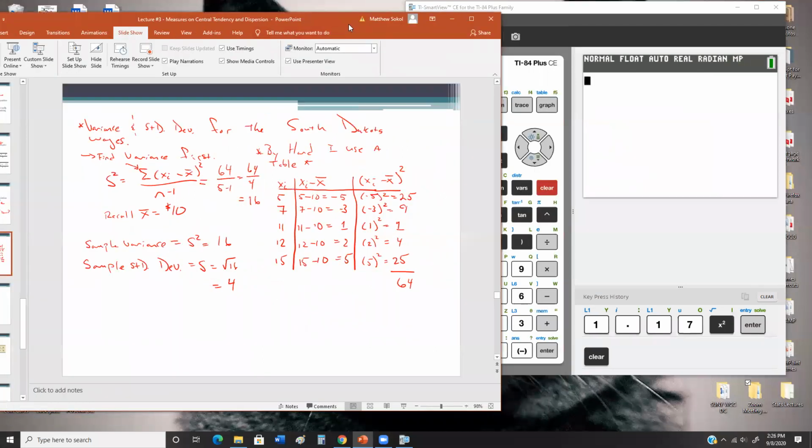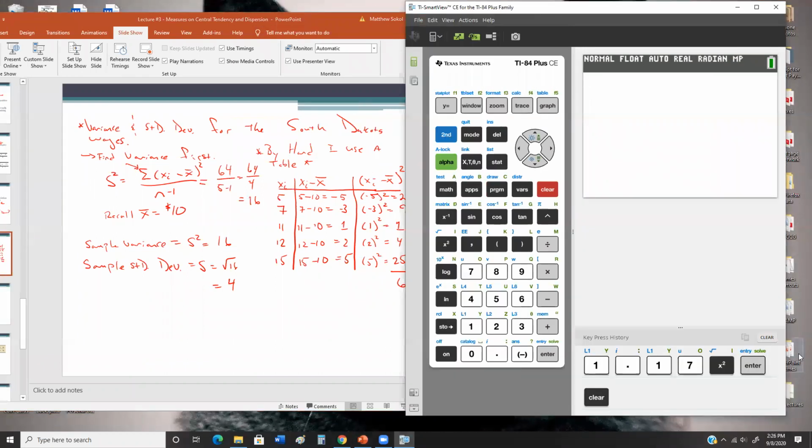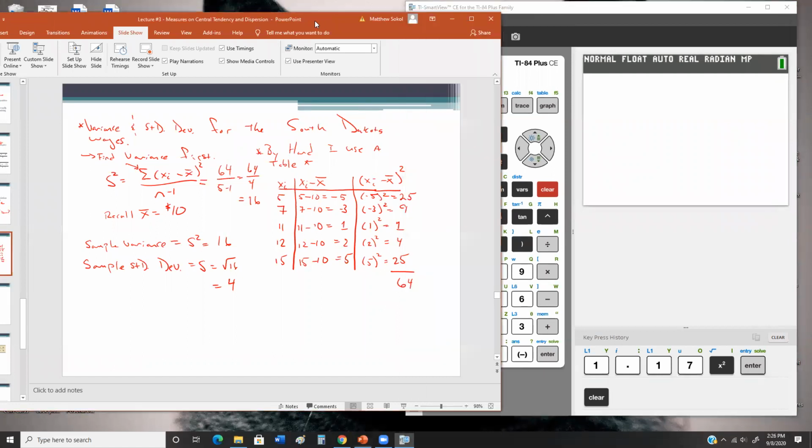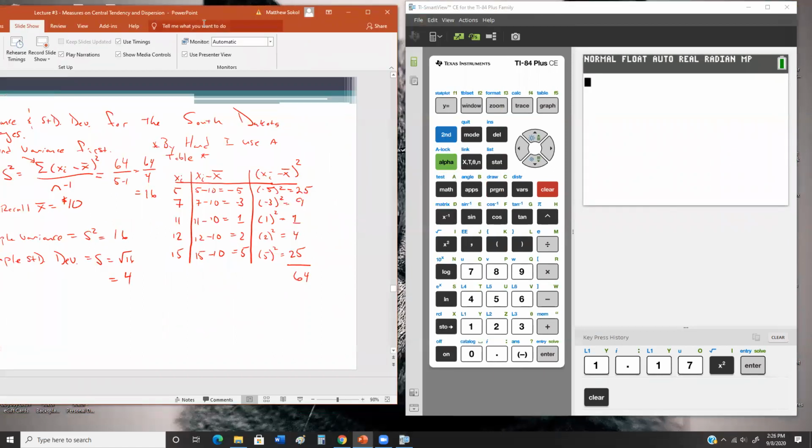Good news is your calculator will do this for you, okay? So everybody take out your calculator real quick, if you have it and you're following along. I wanna show you how your calculator will do this for you. So going forward, you don't need to ever do this stuff by hand. You can just have your calculator do it. So can everybody see my screen calculator here just fine?